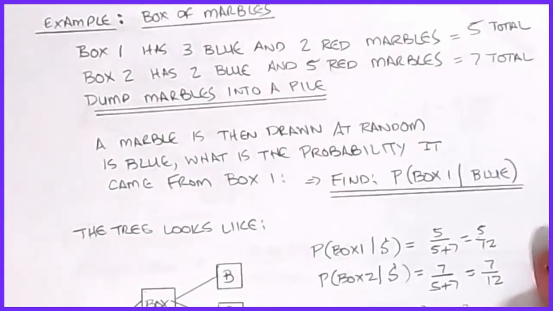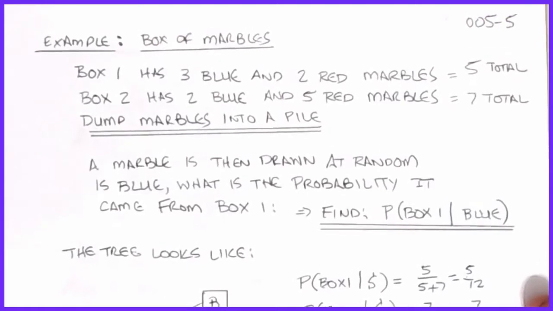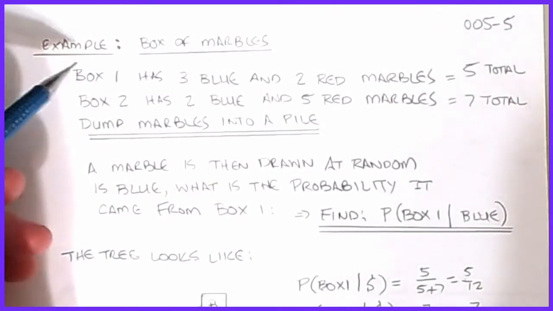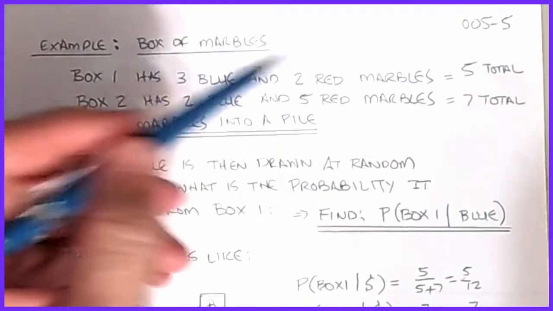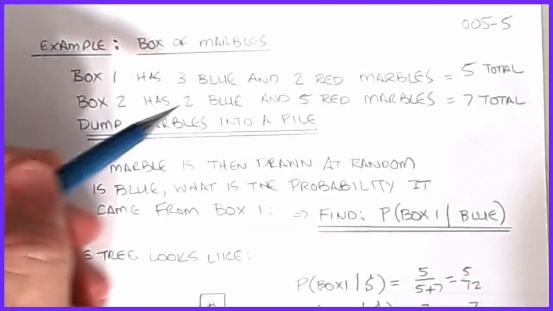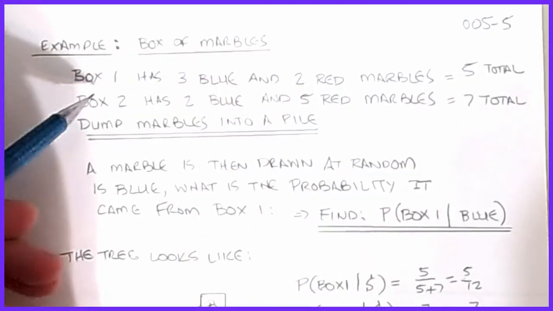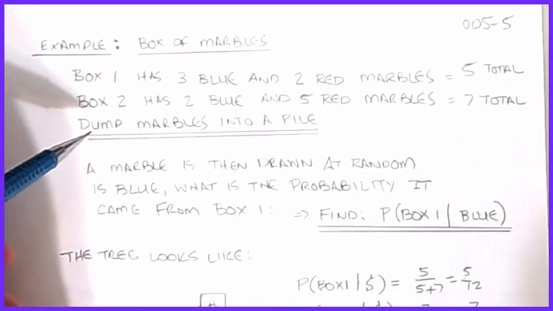And I have a box of marbles. Something fairly simple that we can kind of wrap our head around. And so I have two boxes of marbles. Box 1 has 3 blue marbles and 2 red marbles, or 5 total. Box 2 has 2 blue and 5 red marbles, or 7 total. And we're going to take both of these boxes and dump them all into a pile.